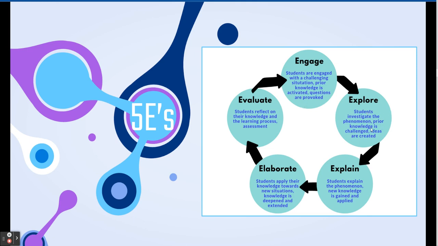If it's going to be inquiry and the students are going to be working on their own, there are lots of ways that you can apply the 5Es to an inquiry project. There's really no perfect way. It really all depends.